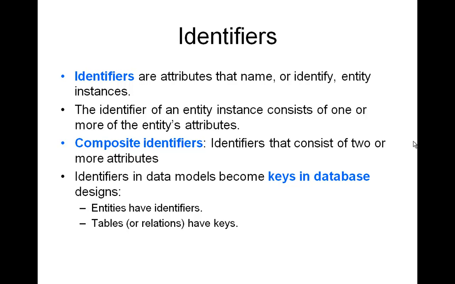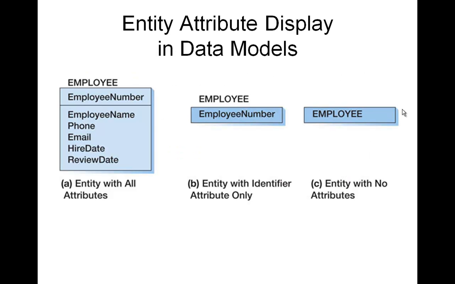This figure shows an example of the different ways that you can display entity attributes in a data model. You can either show all attributes, you can show the relation name with the identifier only, or you can show the entity with no attributes.